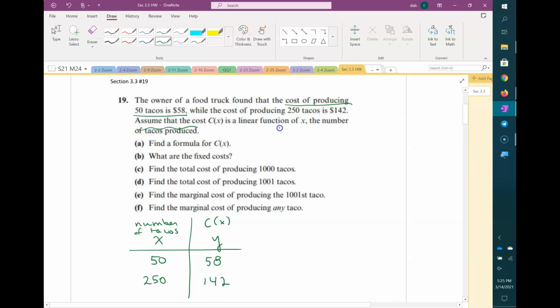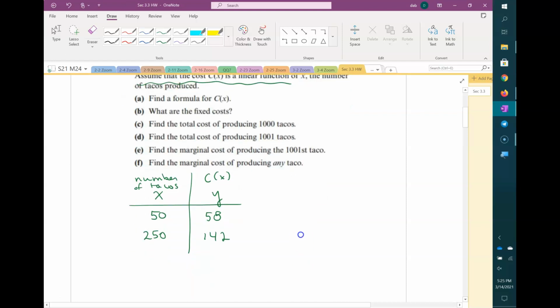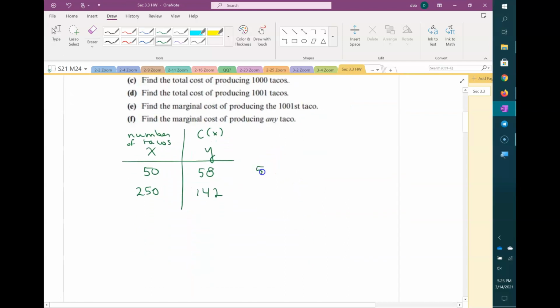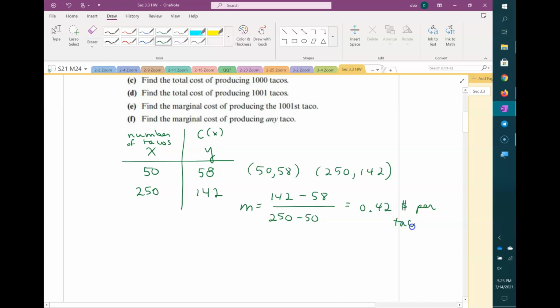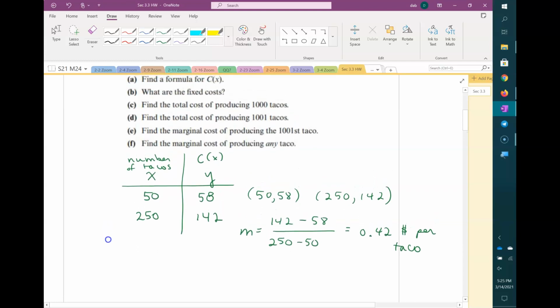Then it says assume the linear function. So that means the next thing we need to do is find a slope. So you have 2 points here, 50, 58, and 250, 142. So your slope is going to be the second y minus the first y over the second x minus the first x. And I'm getting 0.42, and that's going to be dollars per taco. That's going to be the slope. And we'll talk more about the meaning of that number in a little bit.